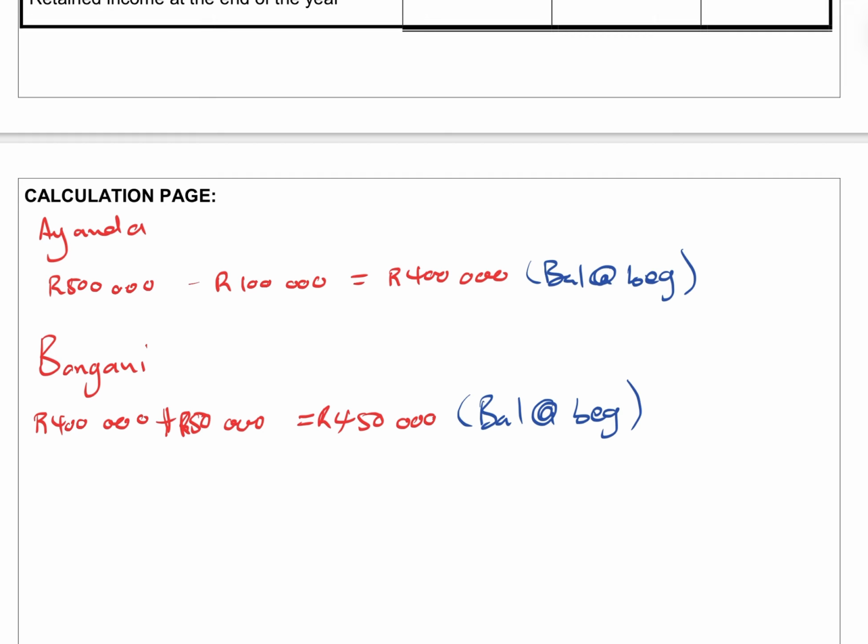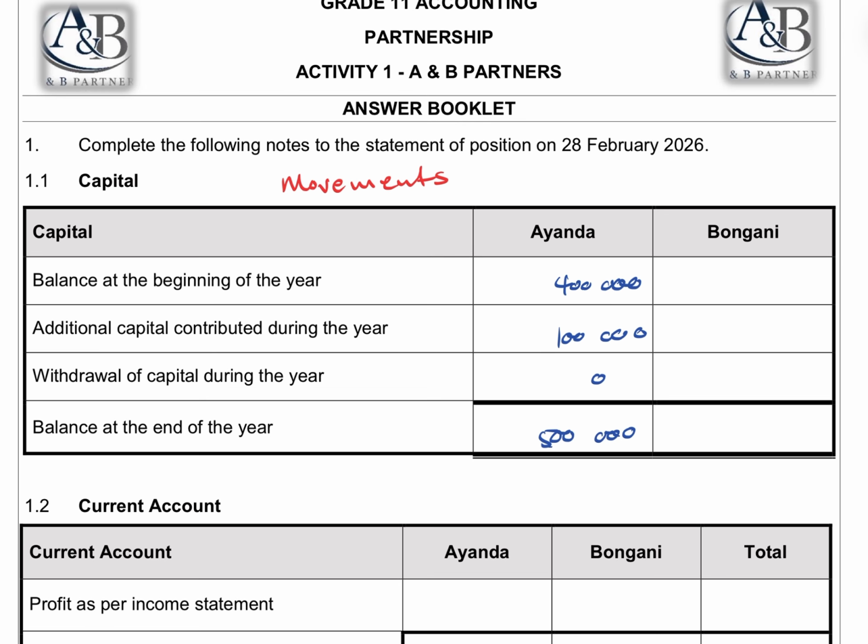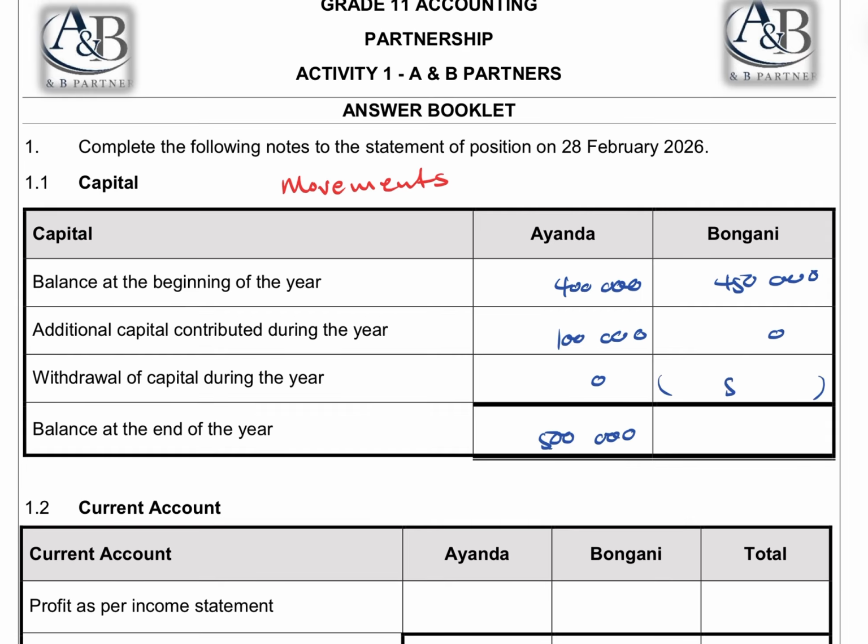All right. So now let's complete Bongani's column. So at the beginning of the year, his capital balance was 450,000. No information has been given to us regarding any additional capital that he might have contributed. His withdrawal during the year is 50,000. This one has been given. And then his closing balance at the end of the year is 400,000.